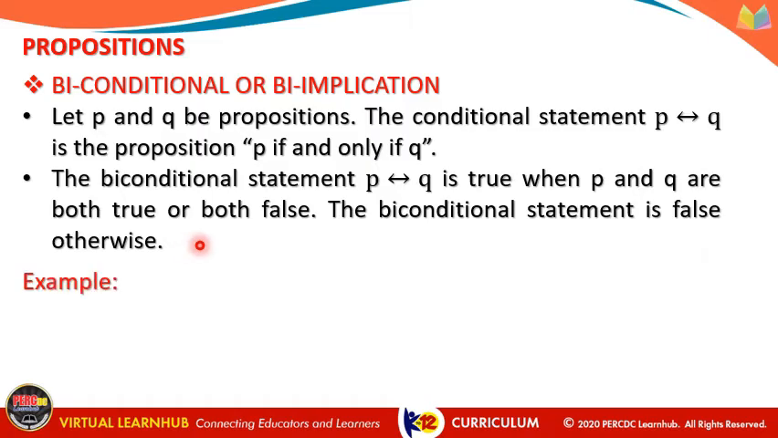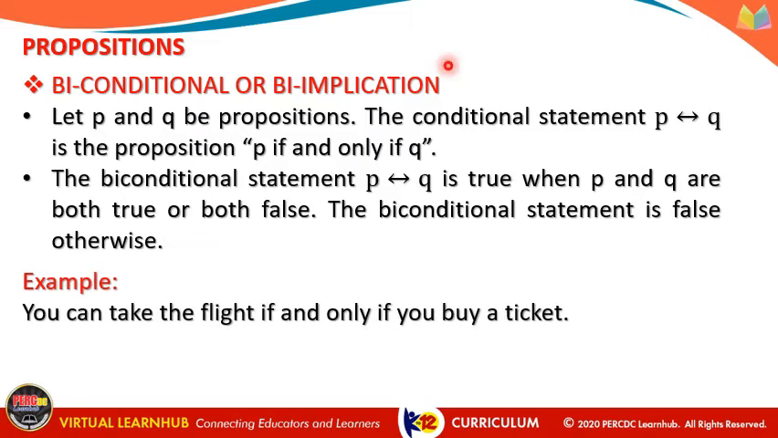Let's have an example. You can take the flight if and only if you buy a ticket. So you have here if and only if. This is a biconditional statement. So again, if let's say this statement is true, then both propositions must be true. It means that you can take the flight and you bought a ticket. Or it can be also the other way around. You bought a ticket, that is why you can take the flight. So if this is true, then both propositions are true.